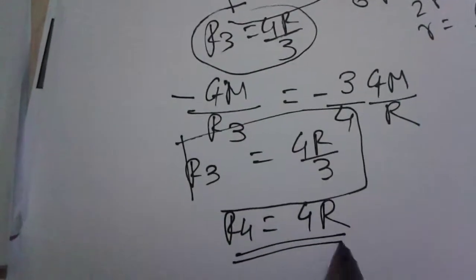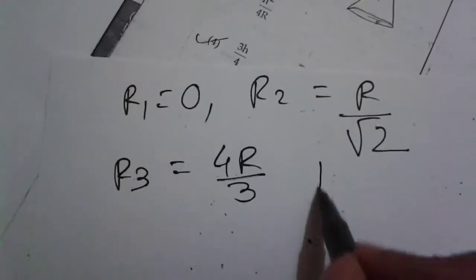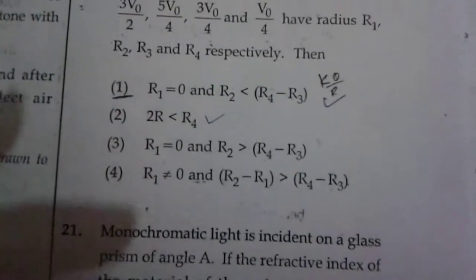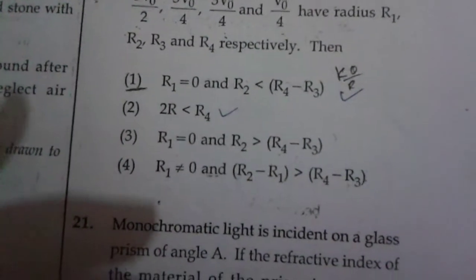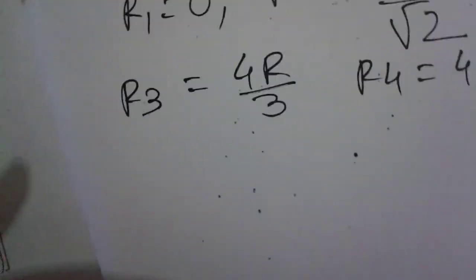On similar lines. Now let me rewrite the values here for our simple understanding. I am having R1 is equal to 0, R2 is equal to R/√2, R3 is equal to 4R/3, and R4 is equal to 4R. Now we'll look at the options. Look at the options here. R1 equal to 0 is the correct option. Let us check whether R2 is less than R4 minus R3. So let me do R4 minus R3.